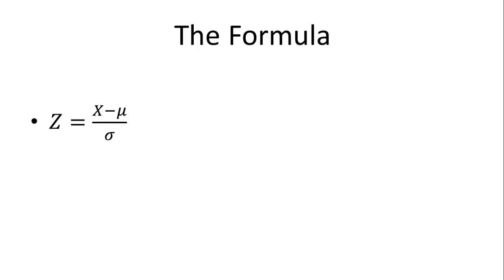Here's the formula. Z equals x minus mu over sigma. Mu, the mean, sigma, the standard deviation. X is the value we're going to be transposing back to a z-score.